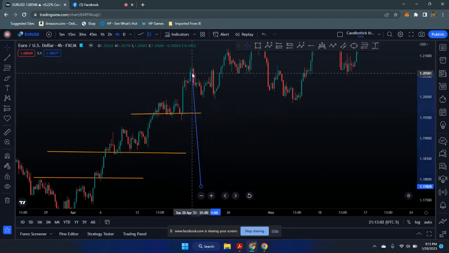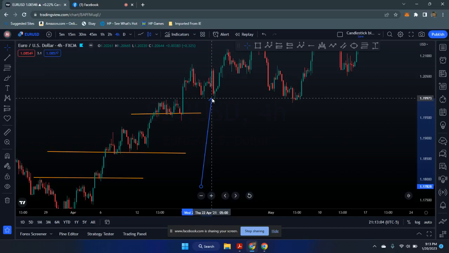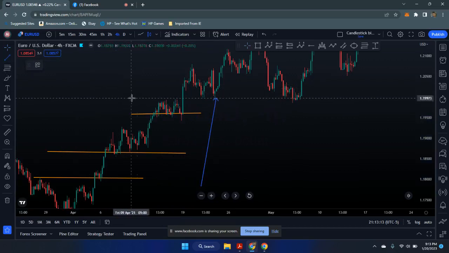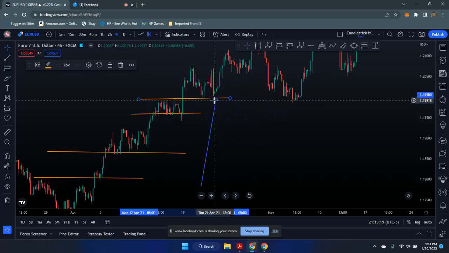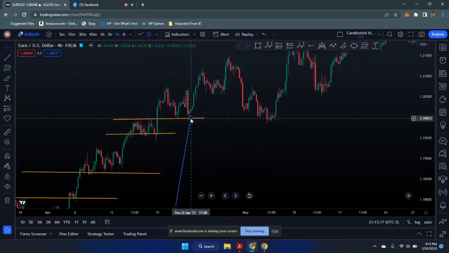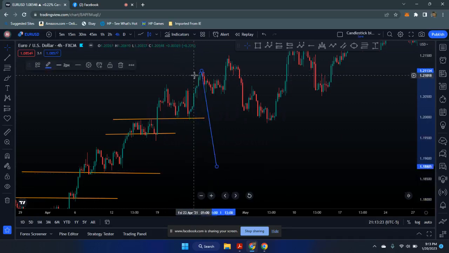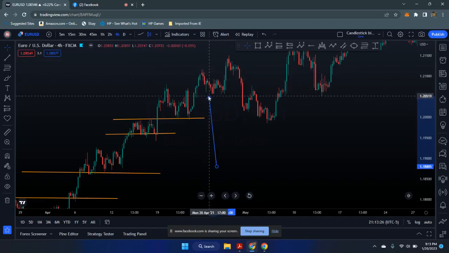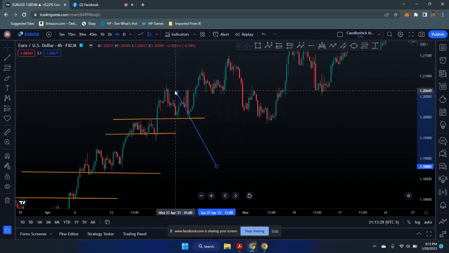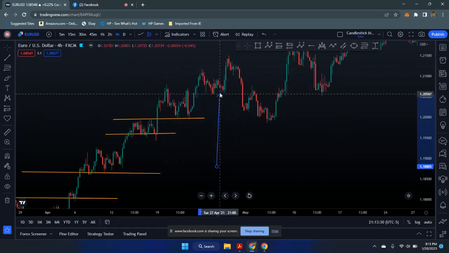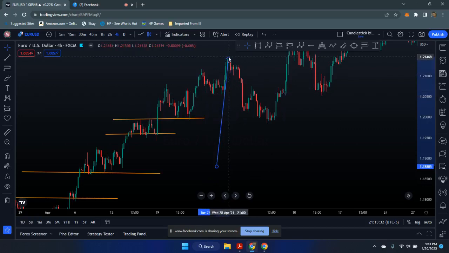Okay, impulsive move. She retraces down. She's still acting as a support because she didn't break this previous swing, right? You can see that one a little bit clear. That's the start of our impulsive move. We go up. I'm gonna bring this up for you. She retraces down. She doesn't break the previous swing point. Acts as a support level now. Goes up.